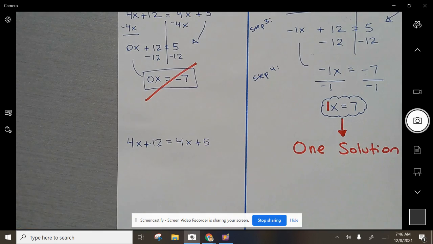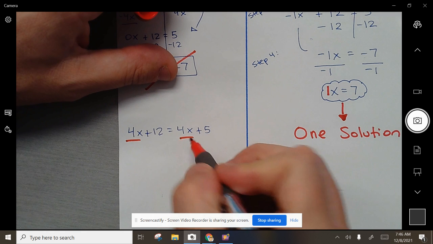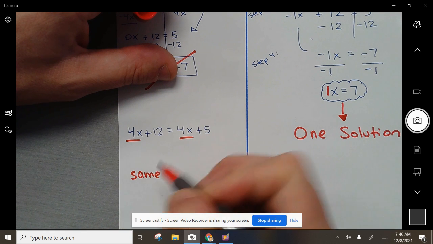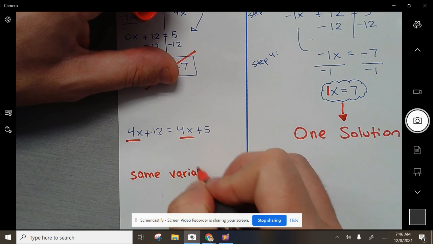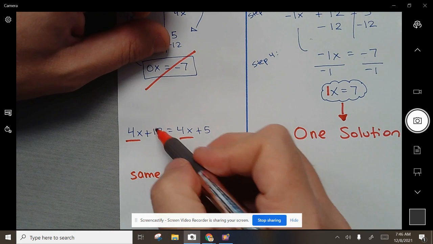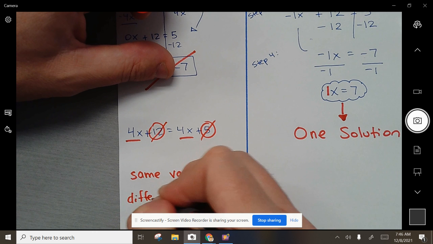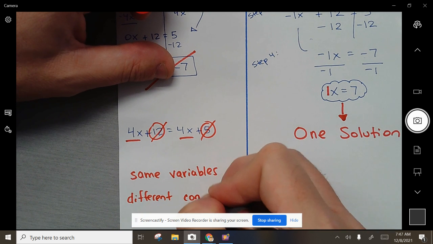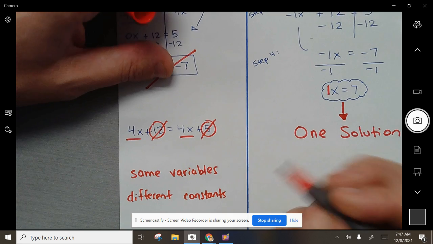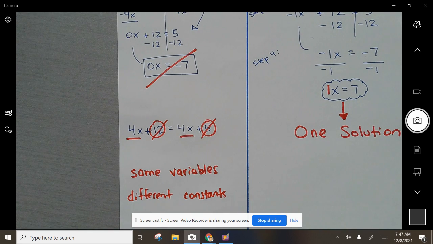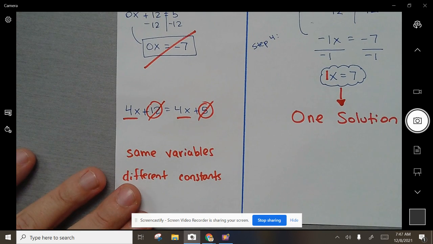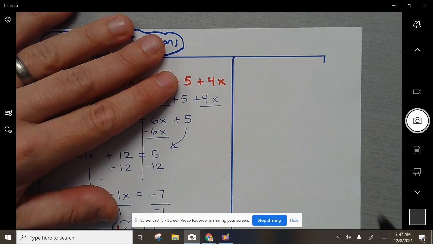And the reason I'm going to do that again is notice: same variables, different constants. Okay? All right, write that down. Push pause and write it down. Let's move on to the other side. I'm going to go a little quicker.